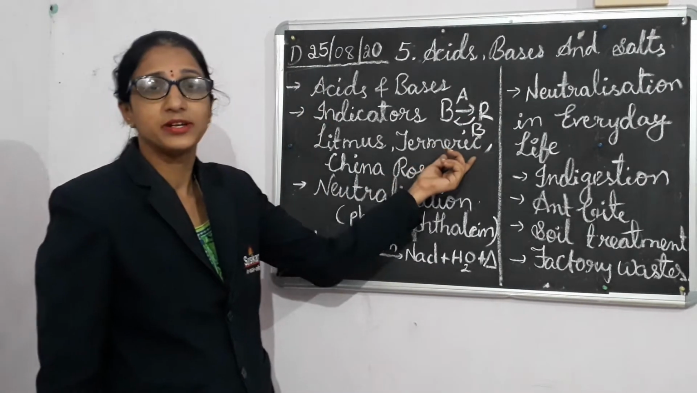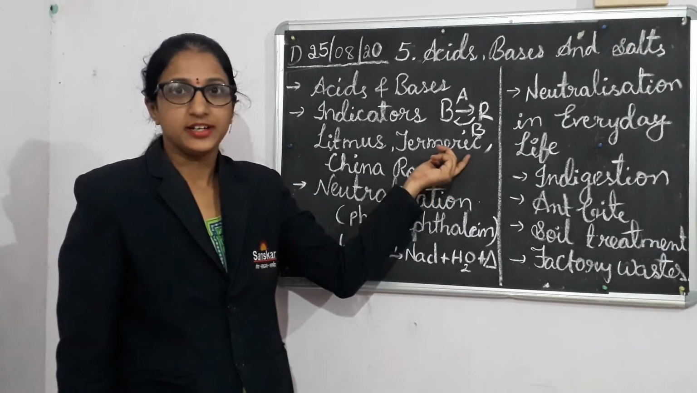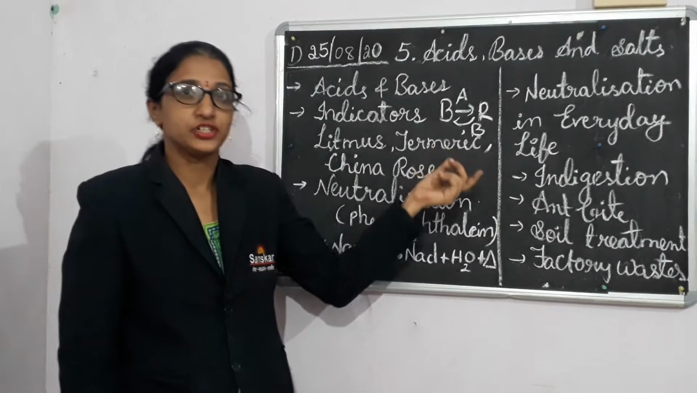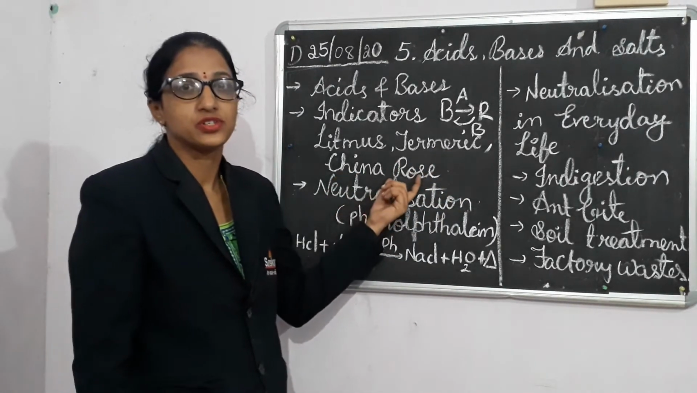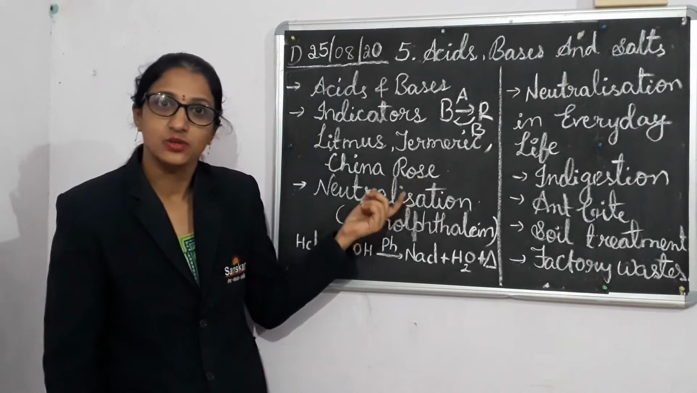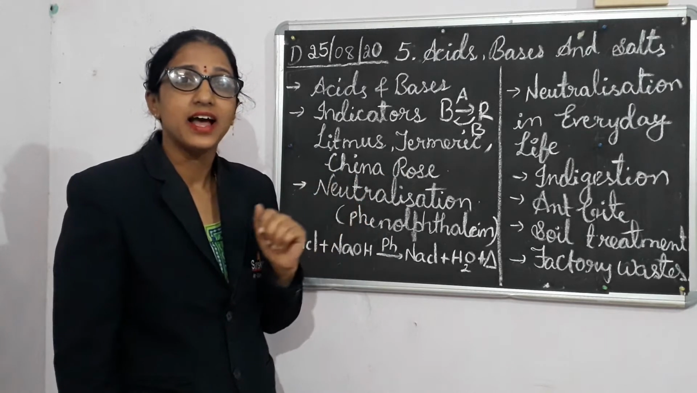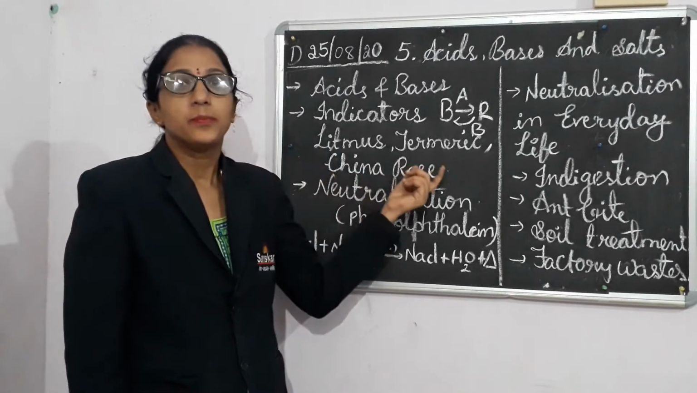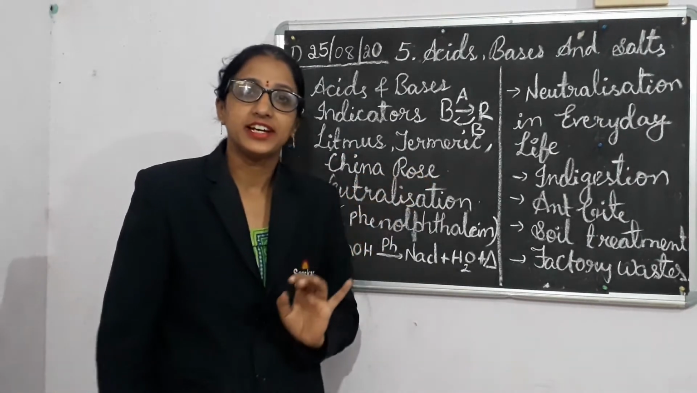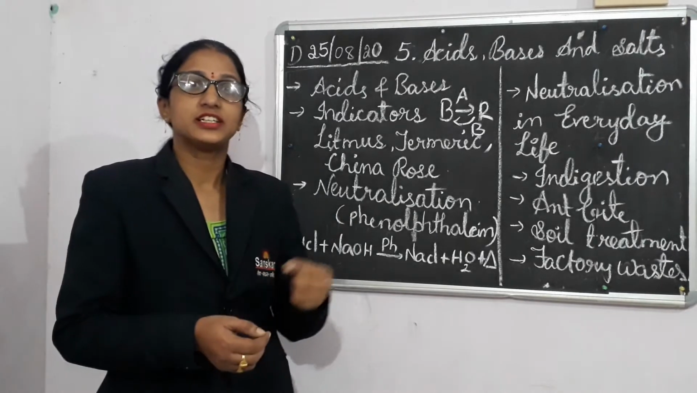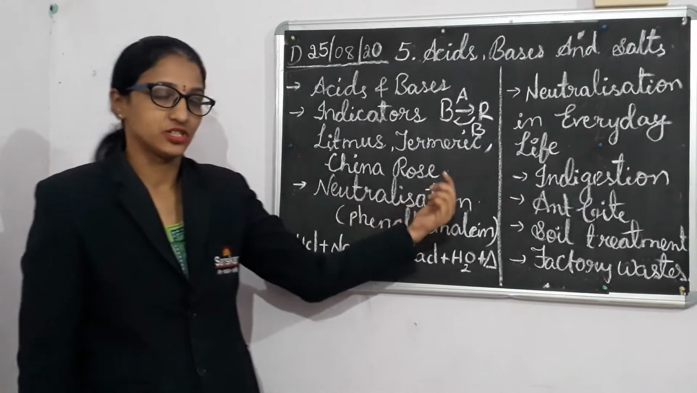And with turmeric tissue paper, by putting a base on it, the color changes from yellow to orange. And next, China rose solution. By adding acid to the China rose liquid, the color changes from pink to red. By adding a base, it changes from pink to light blue. By using these natural indicators, we can test whether the given substance is acidic or basic in nature.